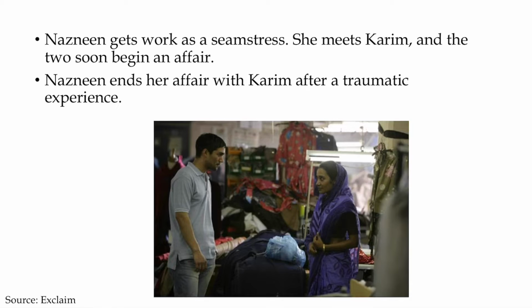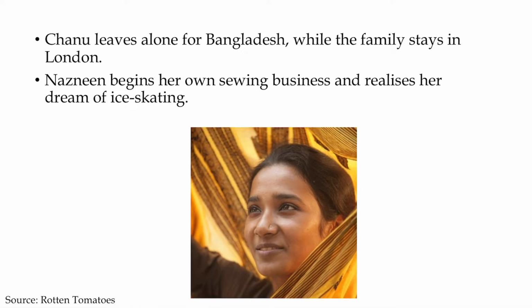Nazneen gets work as a seamstress, and through this work she meets Kareem, and the two soon begin an affair. And Nazneen later on ends her affair with Kareem after a very traumatic experience.